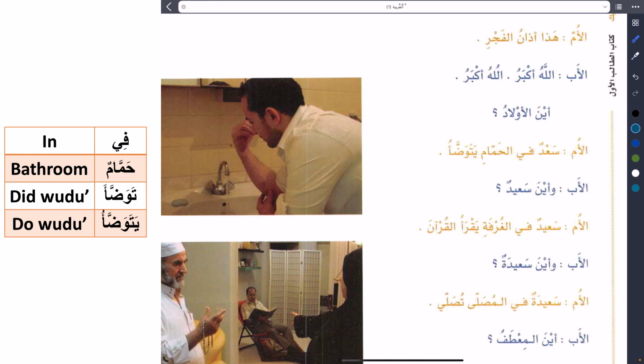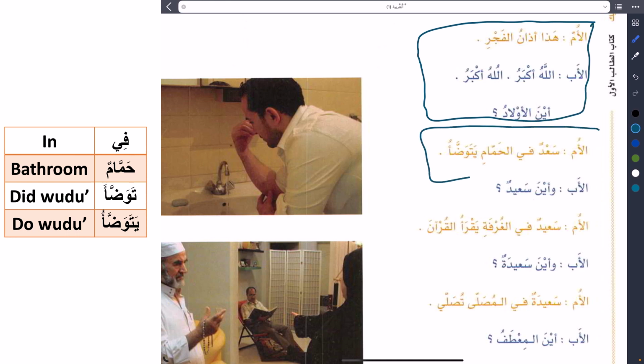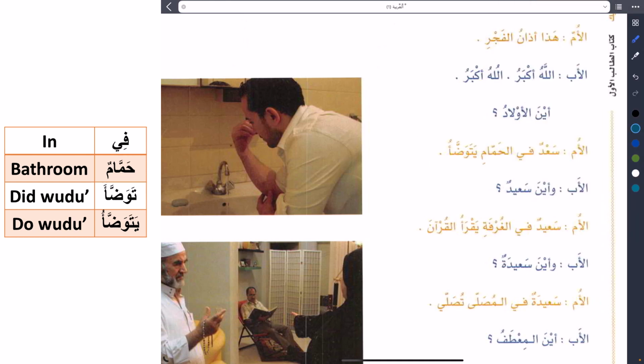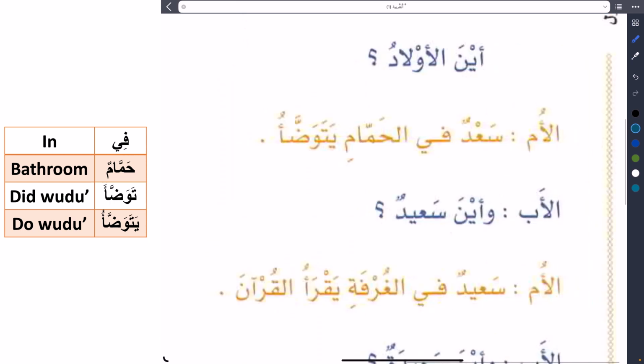We have started the third dialogue from Unit 2, and last class we completed this part. Today, inshallah, we start from this sentence. Sa'dun fil hammami yatawadda'u. And let's start explaining this sentence.